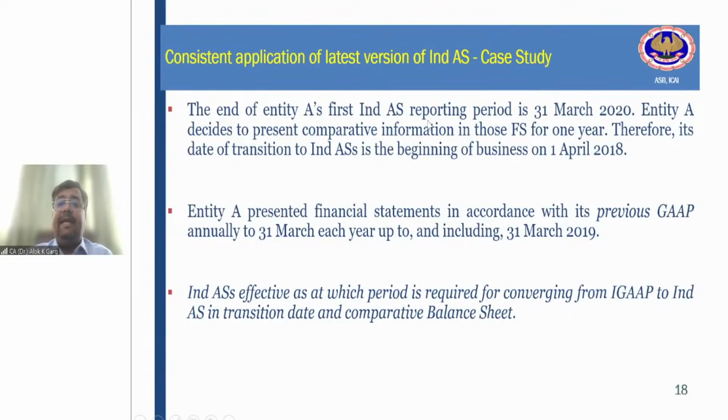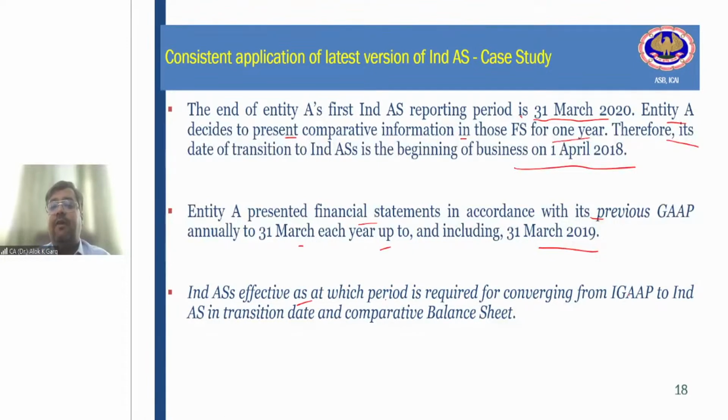The end of entity A's first Ind AS reporting period is 31st March 2020. This is the reporting year, adoption year. Entity A decides to present comparative information in those financial statements, or not decide, it is mandatory. So comparative period is 18-19. Therefore, the transition date is 1st April 18. Entity A presented financial statements in accordance with its previous GAAP, which is accounting standard, annually to 31st March each year up to and including 31st March 19, right? So till last year, they have applied AS.